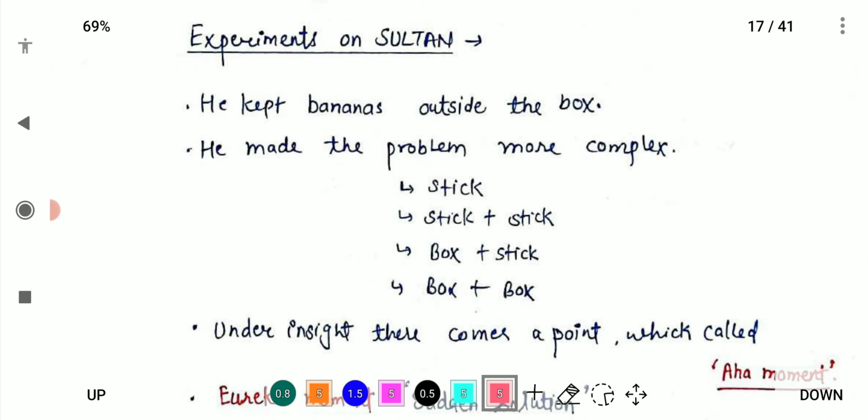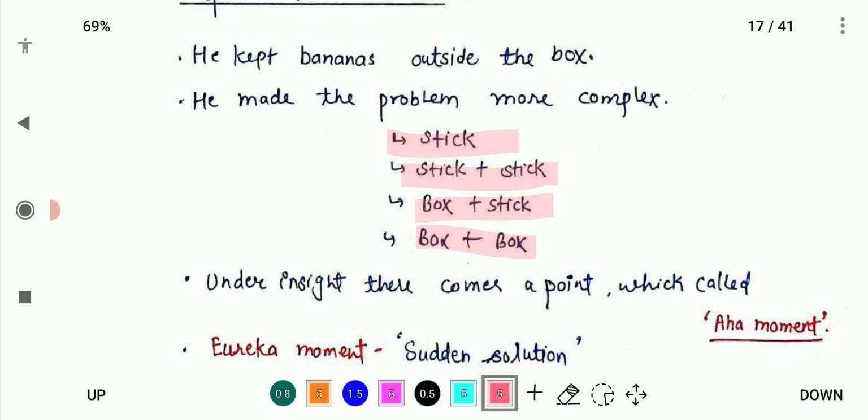Experiment on Sultan. He kept bananas outside the box. He made the problem more complex, like sticks plus sticks, box plus sticks, box plus box. Likewise, he used to put them in one cage.